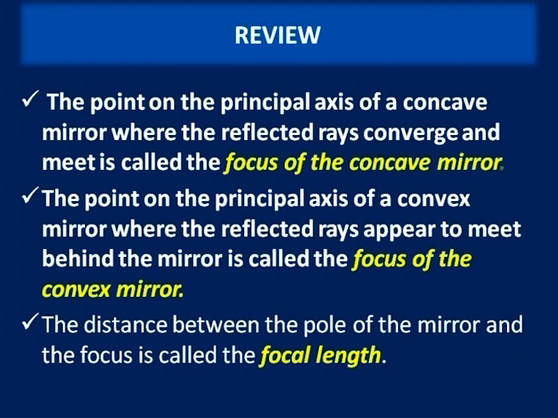The point on the principal axis of a convex mirror where the reflected rays appear to meet behind the mirror is called the focus of the convex mirror. Then we also discussed that the distance between the pole of the mirror and the focus is called the focal length. All these definitions and terms are very important in understanding this chapter.